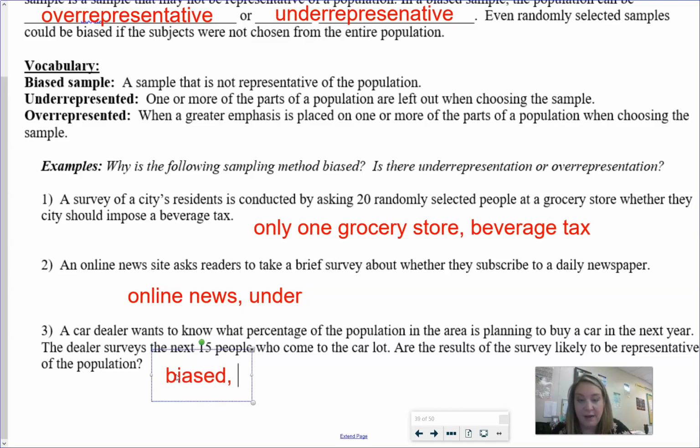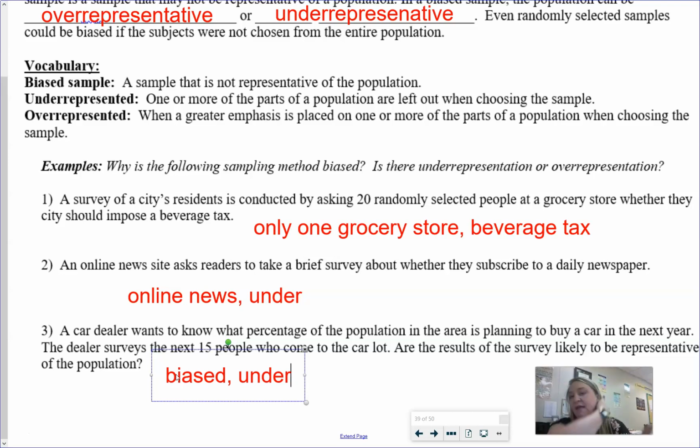I would say this is underrepresenting the population because he wants to know the population in the whole area that's going to be buying a car. He surveys only 15 people that come to a car lot. If you're coming to a car lot, you're probably looking to buy a car, right? So you can do both. I would say he's representing the town, but he's also over-representing because he's emphasizing just people coming to a car lot. So you could argue both here.